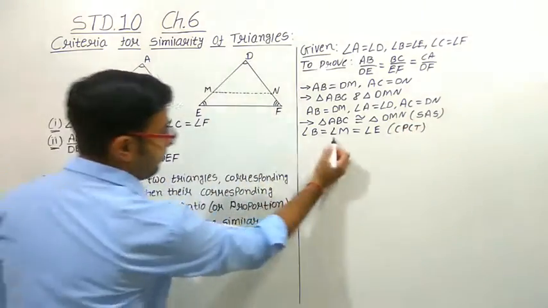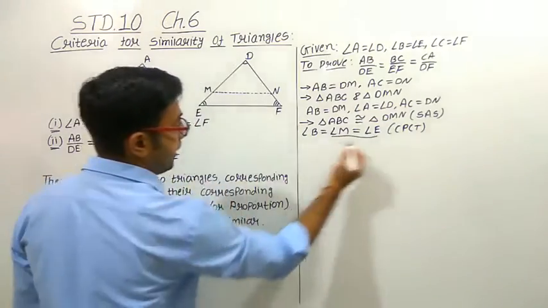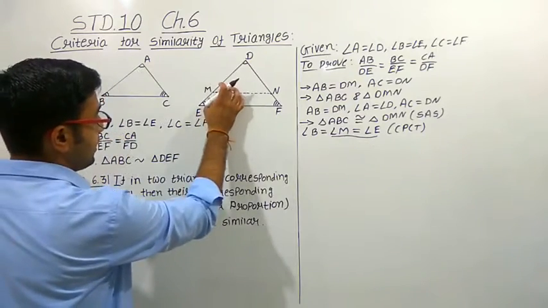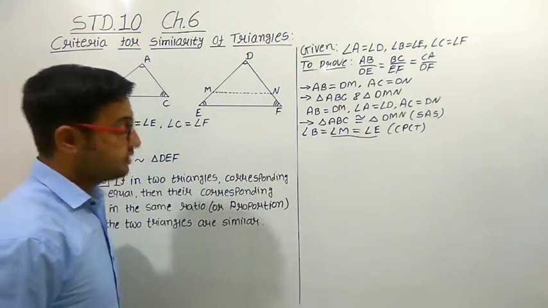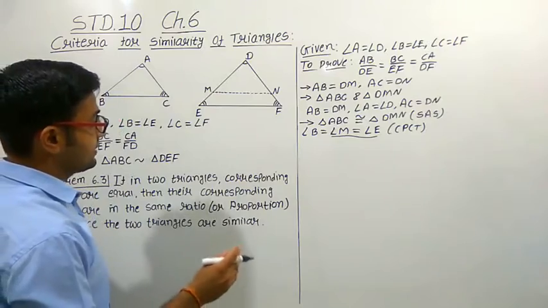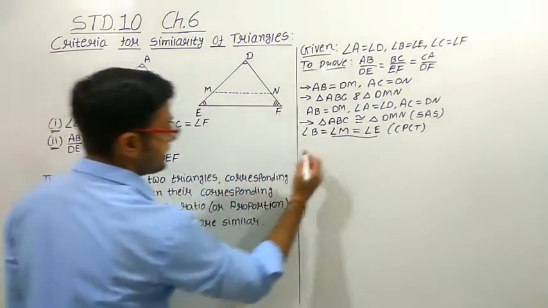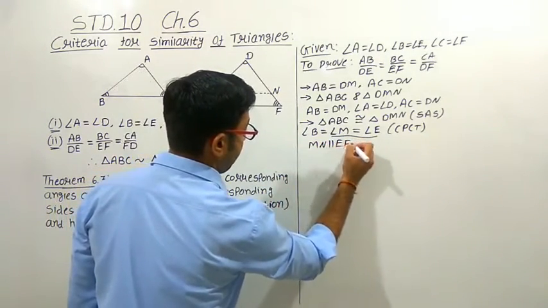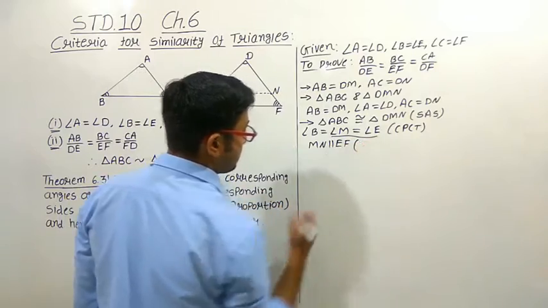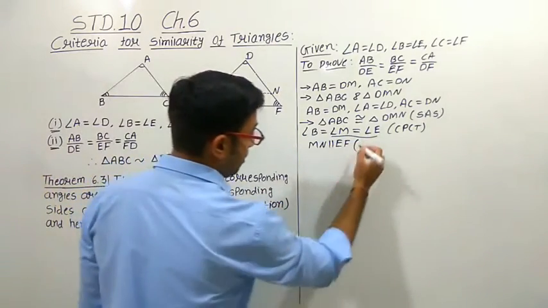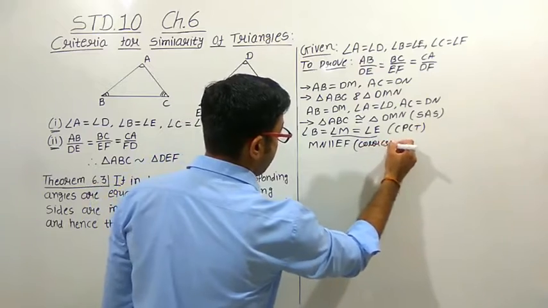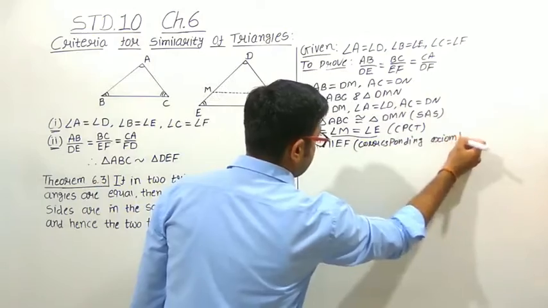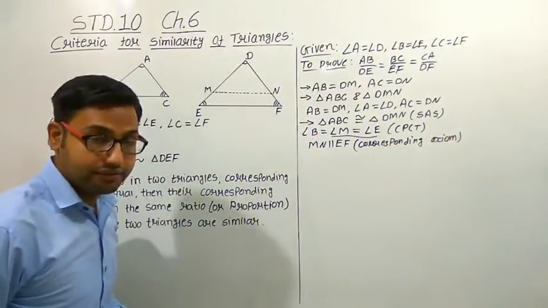Now if M and E are equal, that means these two angles are making a pair of corresponding angles, and if the two corresponding angles are equal, then we can say that MN is parallel to EF. This we can write down according to the corresponding angle axiom that we have studied in standard 9, right?